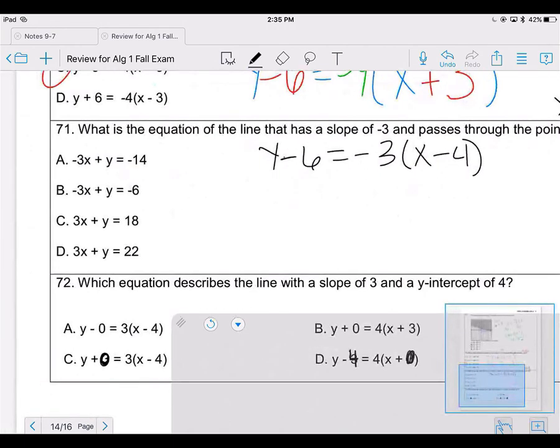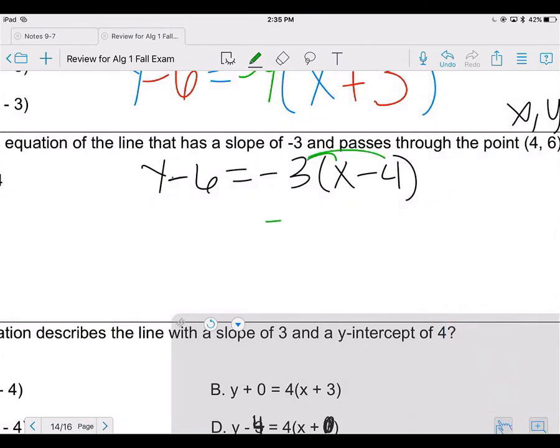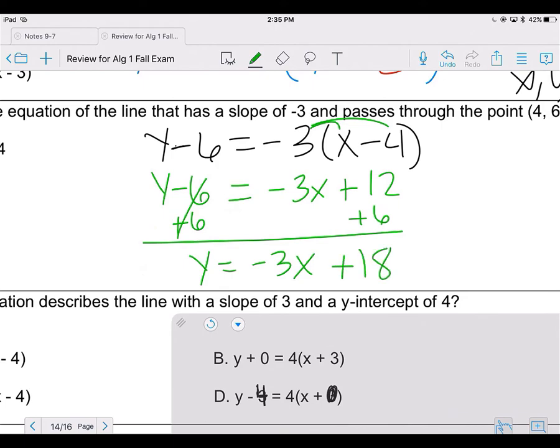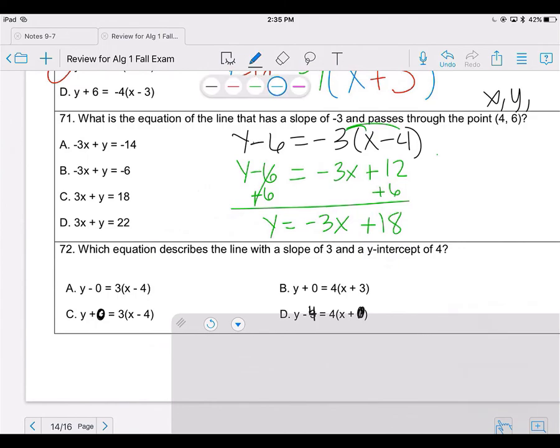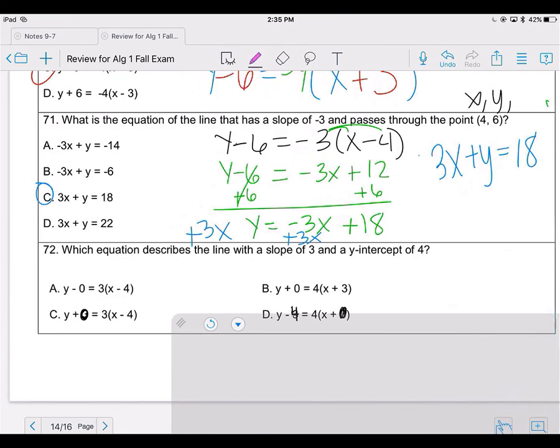Now, none of my answer choices look like that. All of them are in standard form. So I need to get rid of my parentheses: -3 times x, -3 times -4. Move 6 to the other side. So y equals -3x plus 18. And then my last step is going to be to move the x to the other side. When I move x, it becomes a positive 3x. So I would have positive 3x, y was already positive, 18 was already positive, and that is answer choice C.